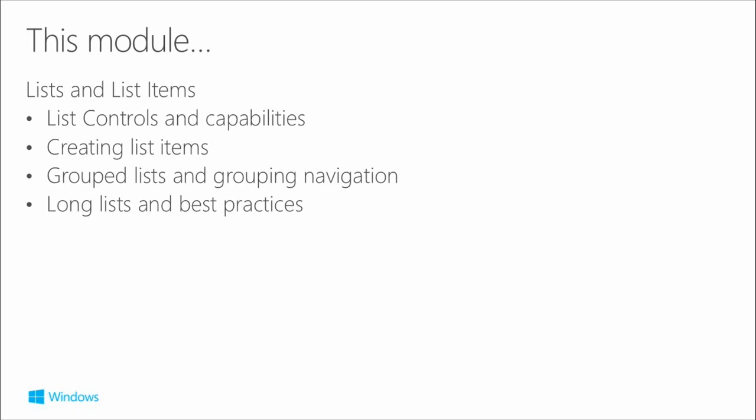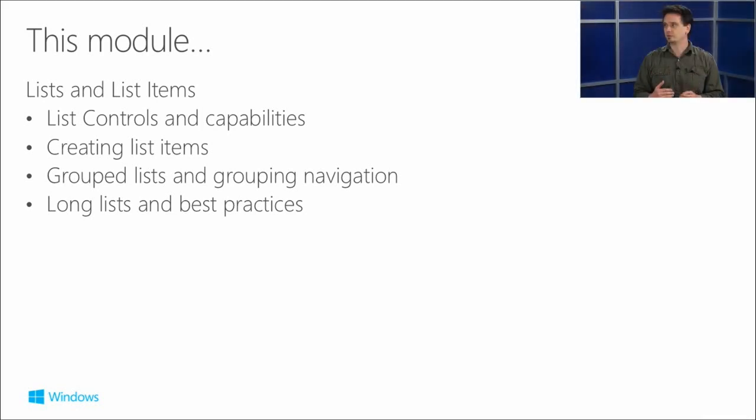Then we're going to dig in deep, look at grouped lists and grouping navigation, often called a jump list. And then last, we're going to cover really long lists. We're talking hundreds, maybe thousands of objects. And how do we deal with that? How do we get the best performance possible out of our lists?